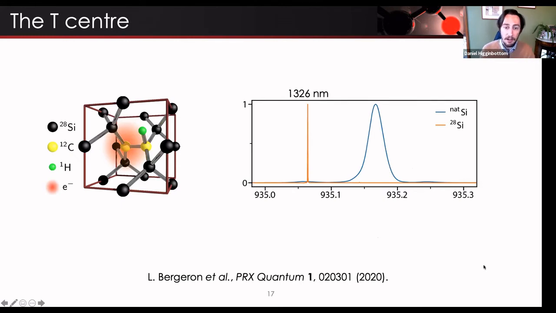In this diagram, we're comparing the zero phonon lines in natural and isotopically purified samples, where again, blue is the natural silicon and orange is the isotopically purified crystal. The isotopically purified crystal line widths are as low as 33 megahertz, which is a 200 times reduction from the 6 gigahertz line width in natural silicon. The T center, I've talked about it in this isotopic configuration here, but depending on how many of these carbon 12s you replace with carbon 13s, it can actually have multiple nuclear spins depending on that isotopic composition.